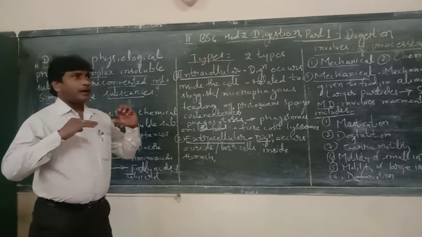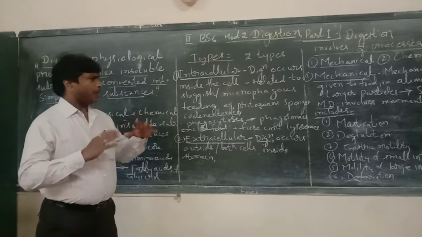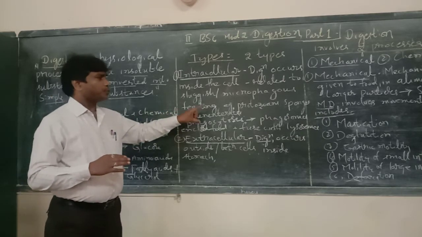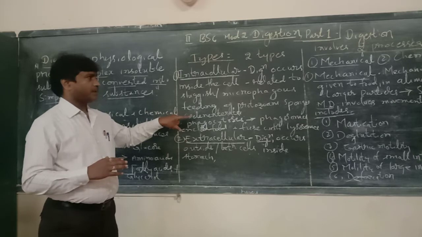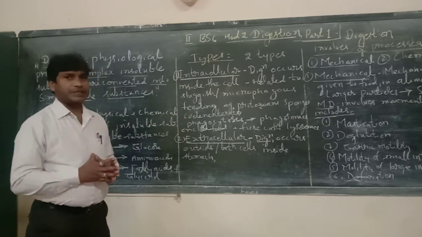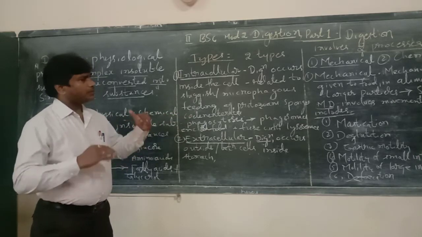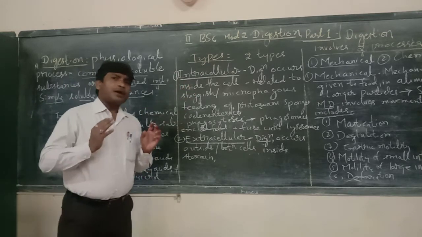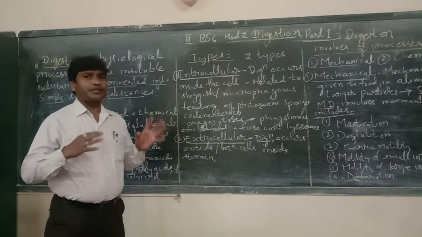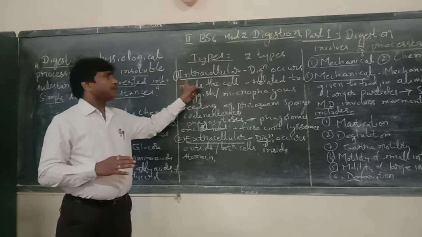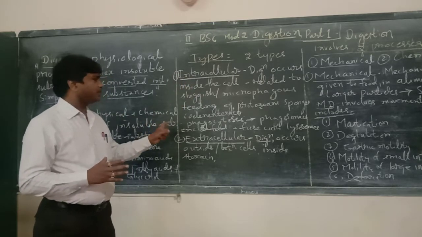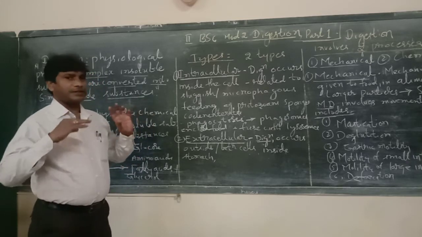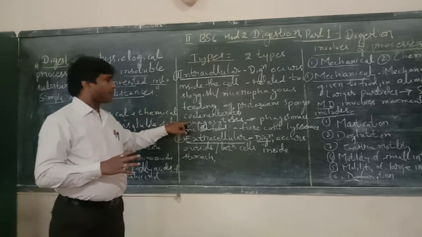These are the organisms which mainly feed on microparticles, generally protozoans, sponges and coelenterates. They mainly feed on small particles. In such organisms, generally unicellular or single-celled organisms, we can see intracellular digestion. That is by phagocytosis. In organisms where intracellular digestion takes place, it is by phagocytosis.